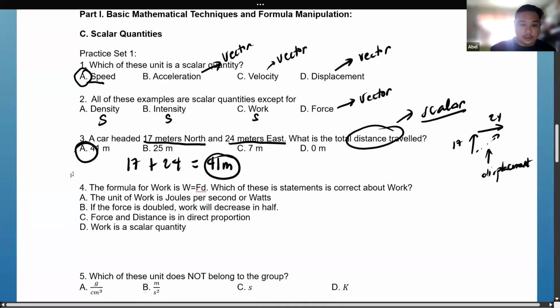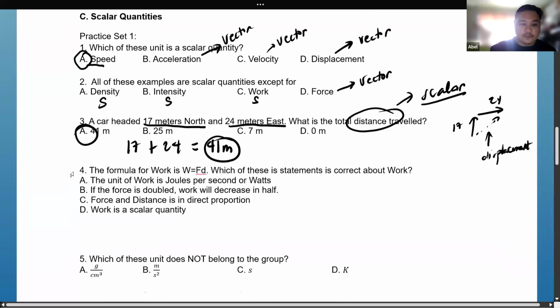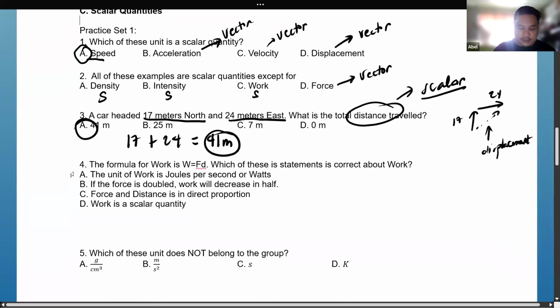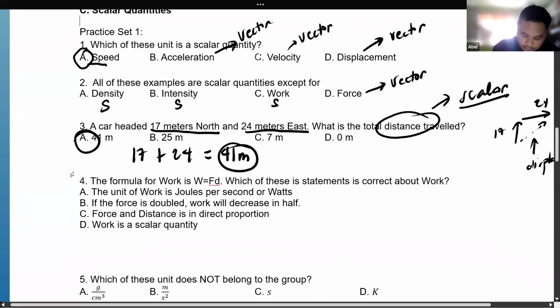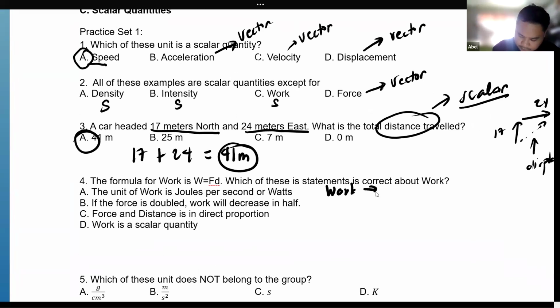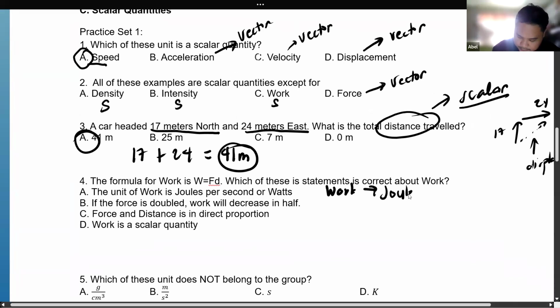Next, how about number 4? The formula for work is FD. Which of this statement is correct about work? So letter A, the unit of work is joules per second or watts. No, the unit of work is just joules. The unit of work is just joules, while watts is for power.